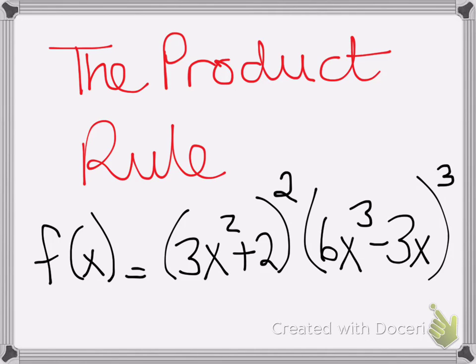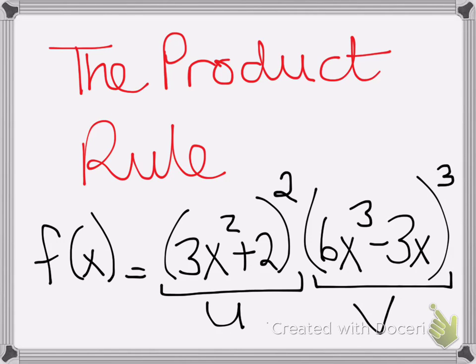So when we use the product rule, I'm going to call the first bracket u, and it's going to be multiplied by the second bracket, which is going to be v. So I've decided which is u and which is v. If you do the reverse of that, it doesn't matter. u multiplied by v is v multiplied by u. So now we're going to use our product rule.